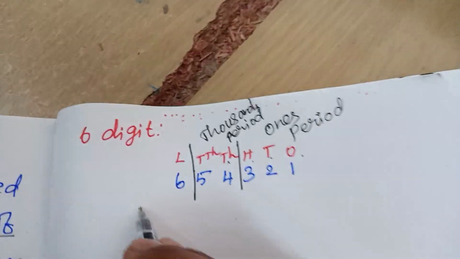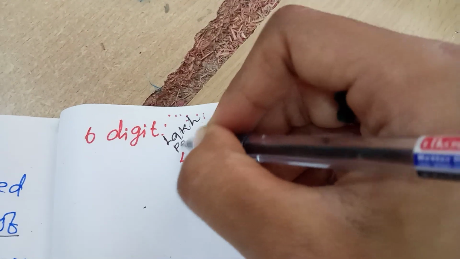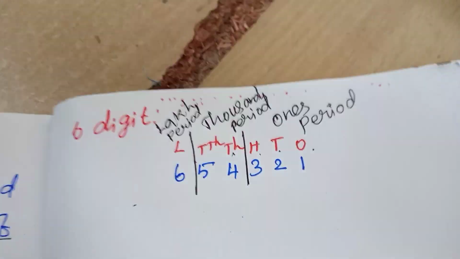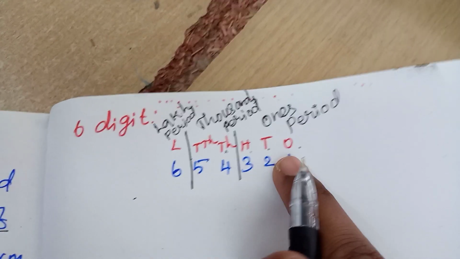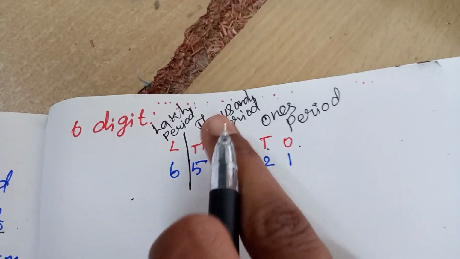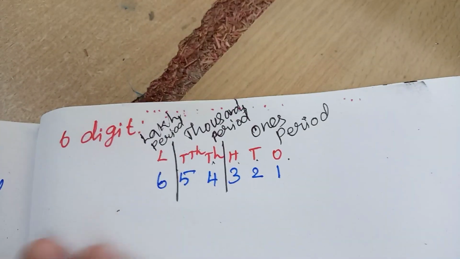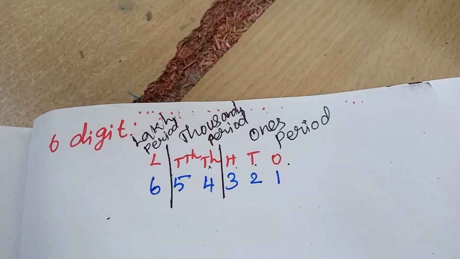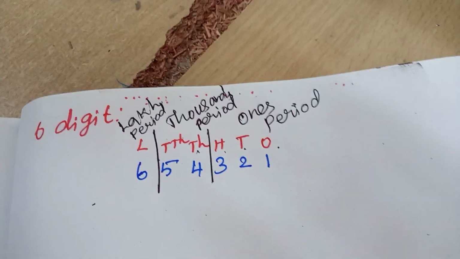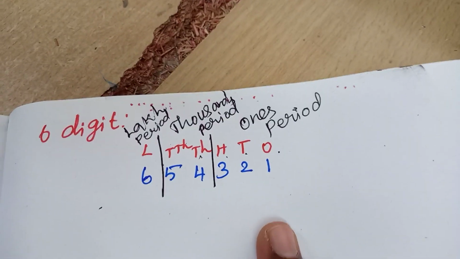Thousands period. The last one is the lakh period. Hundreds, tens, ones is the ones period. Ten thousands, thousands is the thousands period. Lakh is the lakh period. Okay, so this is the way to divide the 6-digit number. Do you have any doubts in this? So this is the place value chart for a 6-digit number.